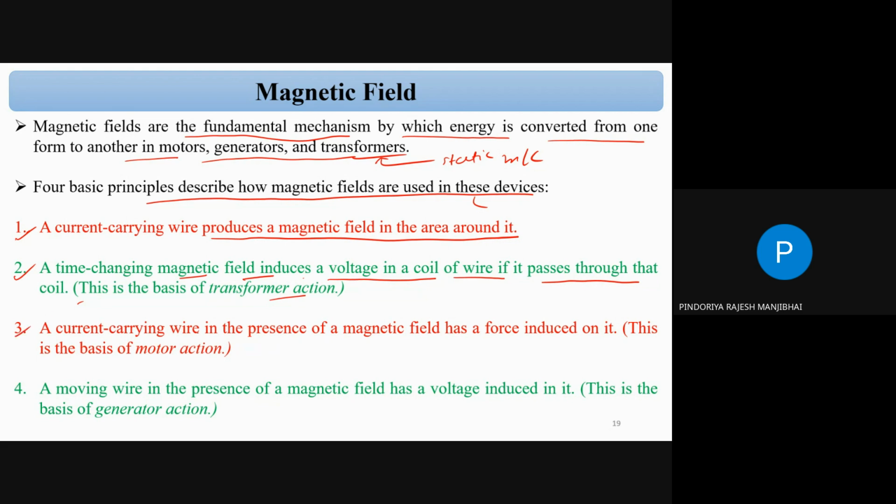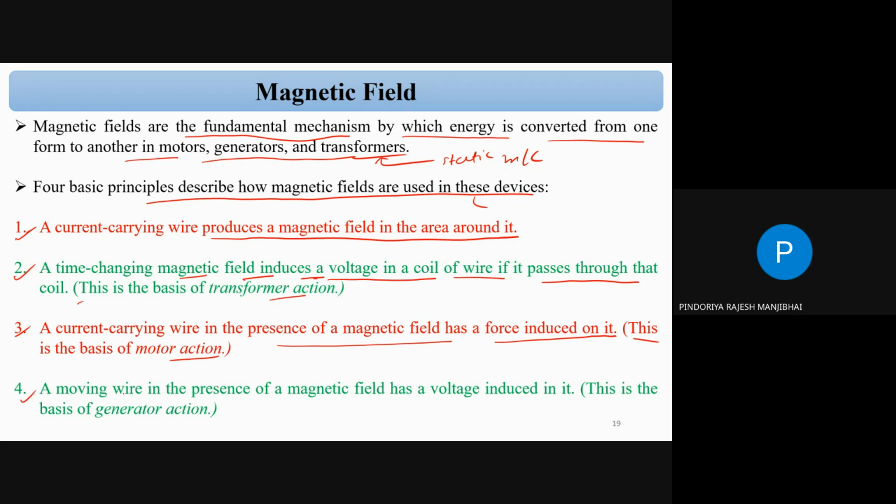Third rule: a current carrying wire in the presence of a magnetic field has a force induced on it. This is the basis for the motor action. When a current carrying wire is in the presence of a magnetic field, correct? Here voltage is induced, because that is your transformer. Here, in the presence of the magnetic field, a force is induced on it.